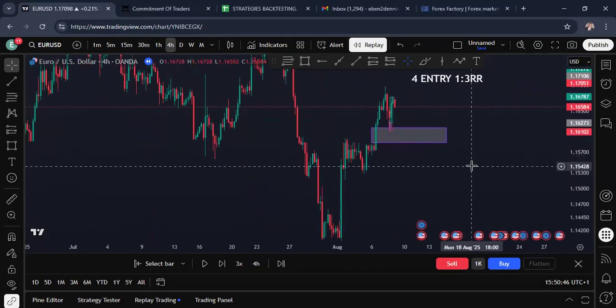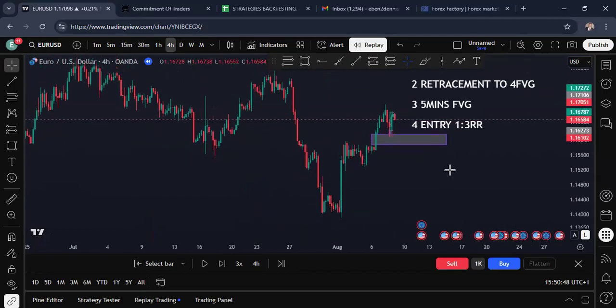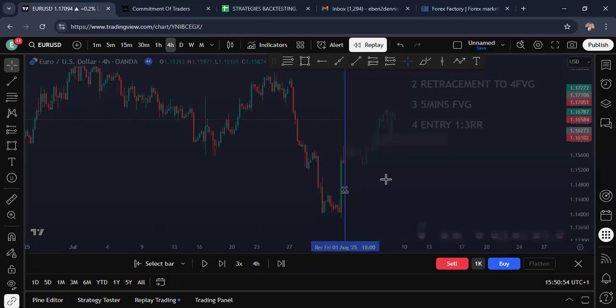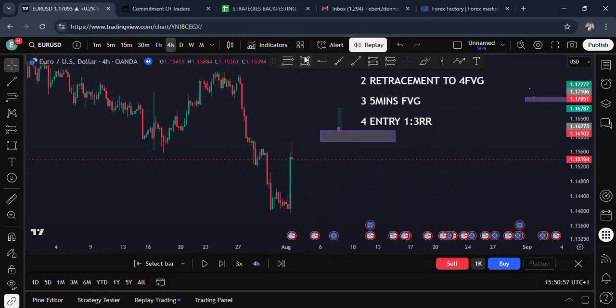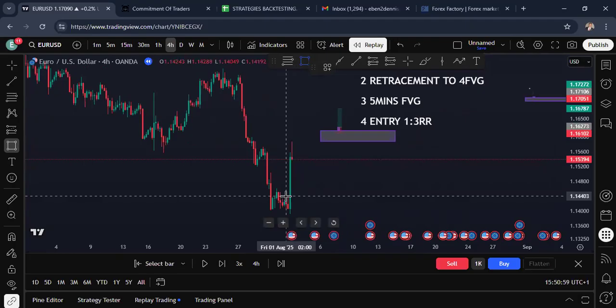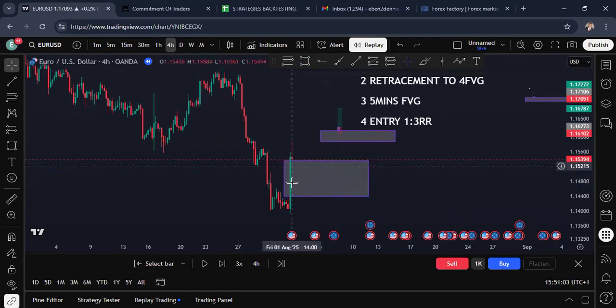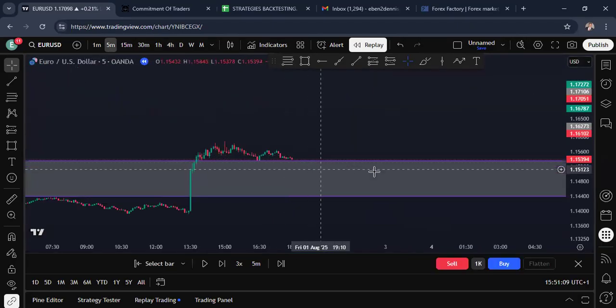So here on the 4 hours, we are looking for an FVG to form. So I already found one. So here's what we have. This is an FVG, and price is currently on the FVG. So there's no need to wait for a retracement. We'll just go to the 5 minutes time frame.